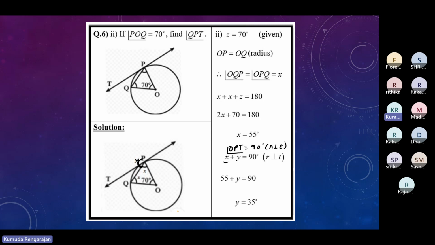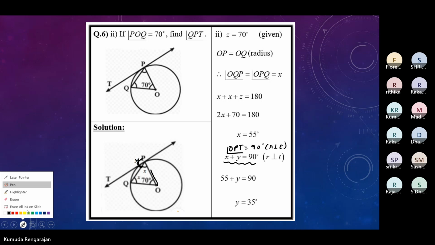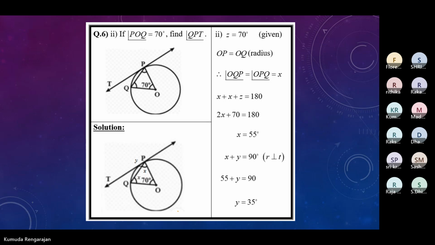So here I've written x plus y is equal to 90 because OPT is 90. OPT is 90. So that means x plus y is 90. Is it clear, children, the working? Yes, ma'am. Okay.